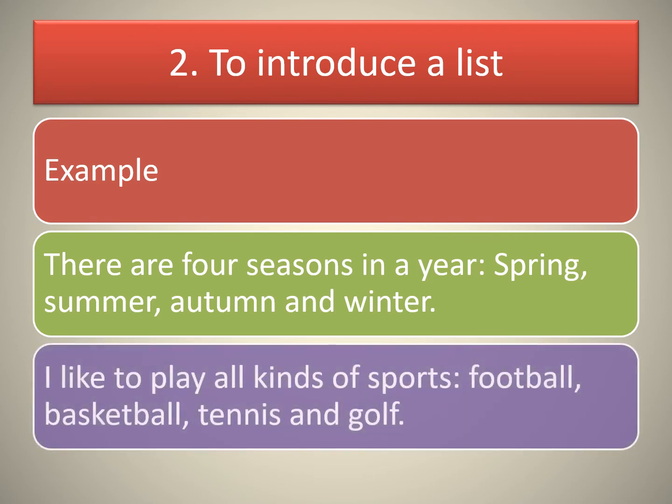Another example: I like to play all kinds of sports. Again, a complete sentence, and then the colon, and then we give these items or these things that we want to name: football, basketball, tennis, and golf. So if you want to give a list, you put a colon before that list.